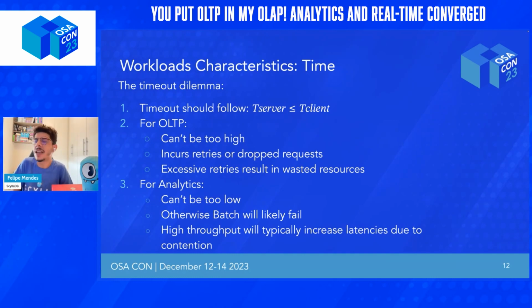Well, if it is an OLTP workload, the timeout cannot be too high. Otherwise, your end user's bounce rate may increase, or they may simply keep retrying the requests in the hopes that it will eventually succeed. For example, think about a user clicking a button nonstop and spamming your database with requests. As a result of these retries, your database will end up wasting resources. On the other hand, for an analytics workload, the timeout cannot be too low, as we expect queries to take longer anyway. If the timeout is too low, the batch has a high chance of failing.